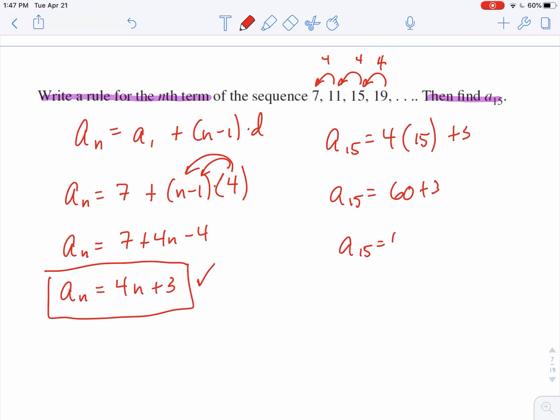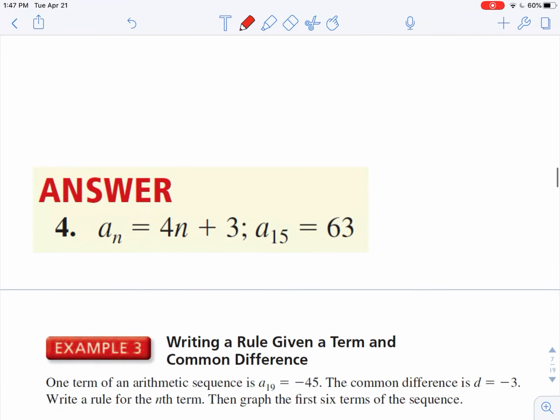The 15th term on this problem is, of course, 63. Okay. Now, I hope that helps. I hope that kind of helps you to understand how to write an nth term, or a formula for the nth term, of an arithmetic sequence and how to use that formula. And let's see. Yeah, we got it right.